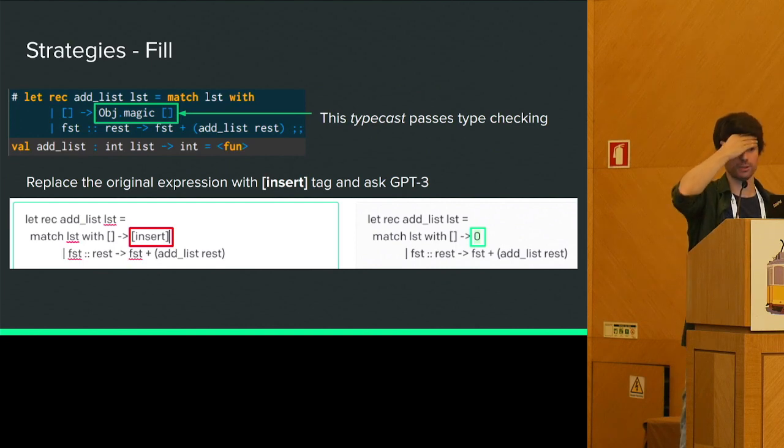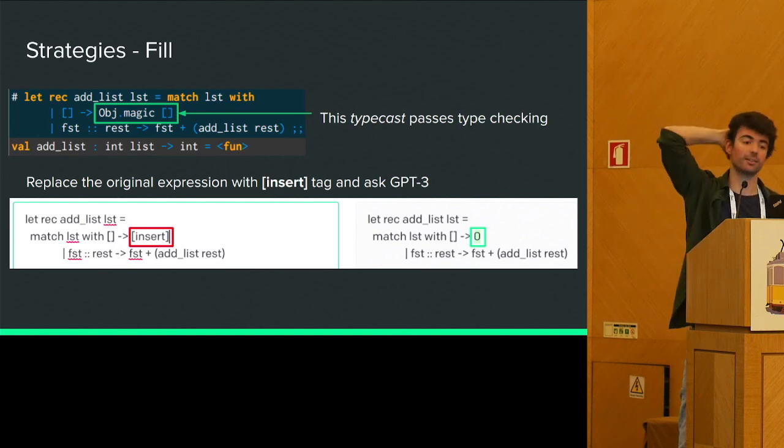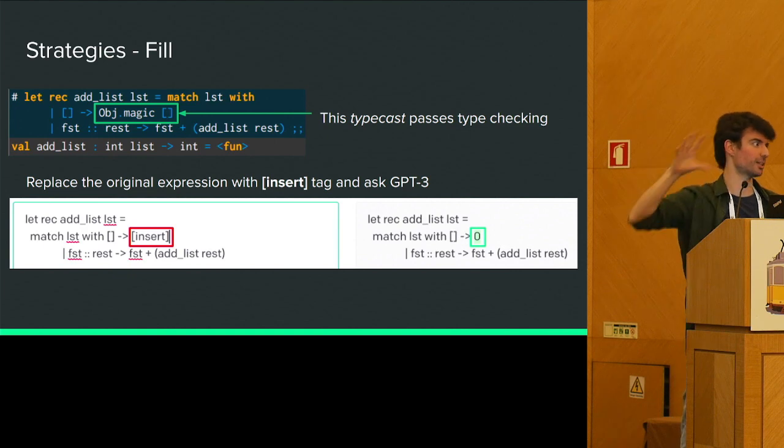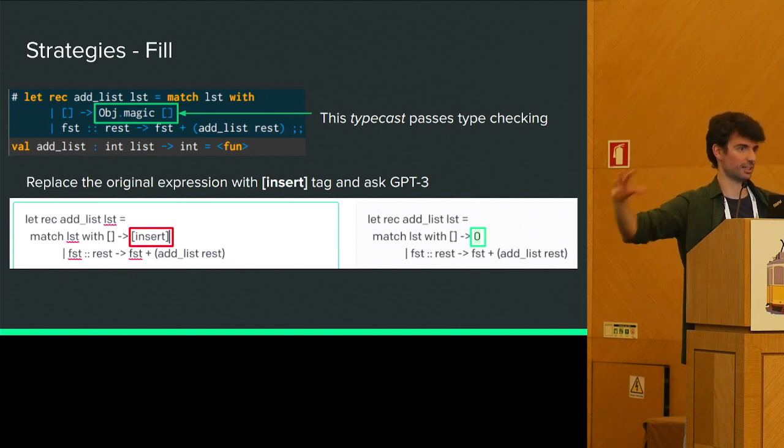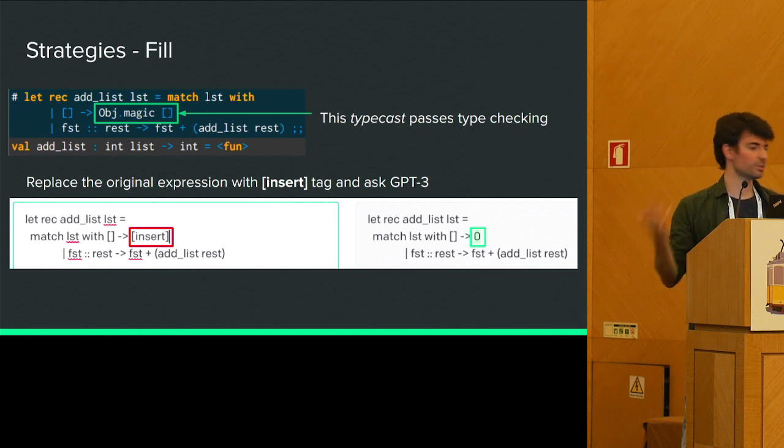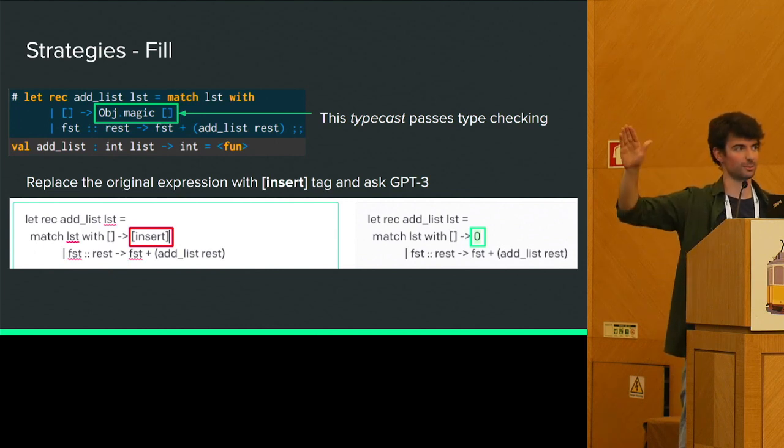And based on everything we talked about so far, we implemented several repair strategies. This is the part where our approach actually tries to build patches that will fix type errors. The simplest one is called fill. Each time we detect a candidate location for repair, that is, when using the magic function makes the program type check, we just replace that expression with an insert tag. This is the simplest approach.